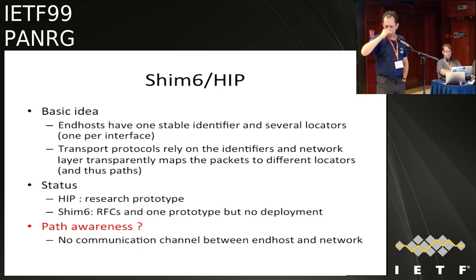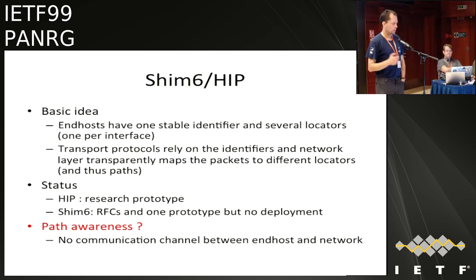But this is completely opaque to the transport layer, and the transport layer doesn't see which locator, so which path, has been used by the underlying networking stack. So this is nice because you don't have to change the transport layer. But the drawback of this solution is that the transport layer cannot exploit the capabilities of the underlying network stack. And there is no communication channel between the end host and the network.